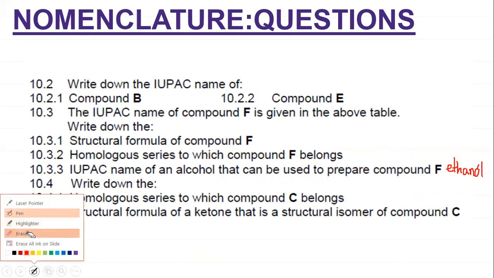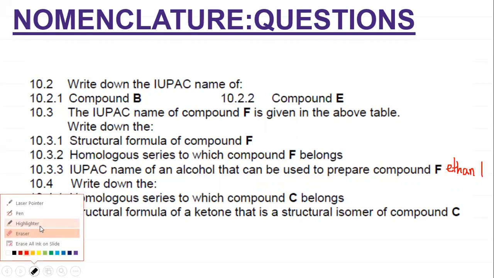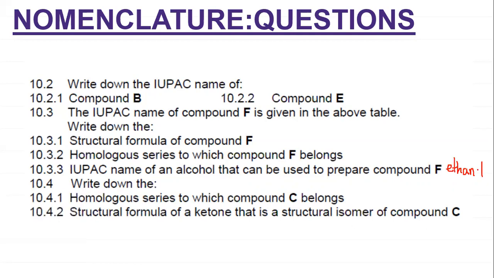It's an ethanol. My O, there is my O. It's an ethanol, and we said here it's an ester. The homologous series to which this belongs, it's an ester. And please spell ester correctly, not like the names of other persons. So it's an ester, it does not have an H. Okay, the structure we drew before.